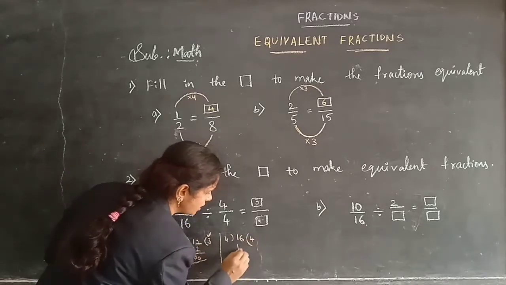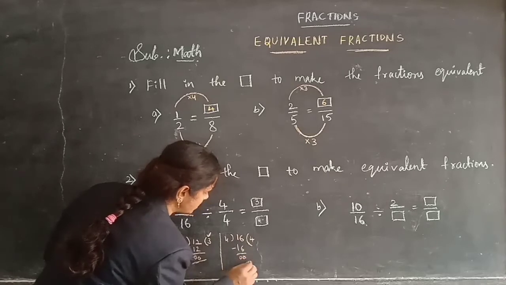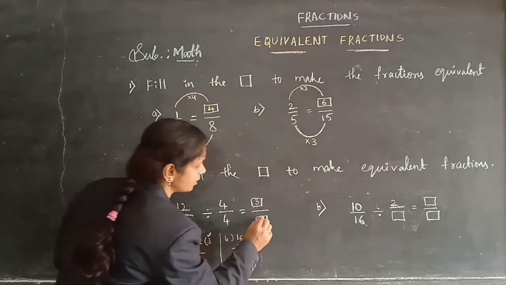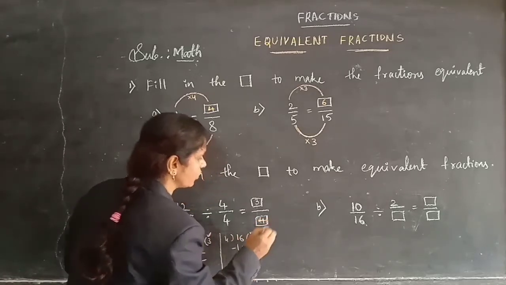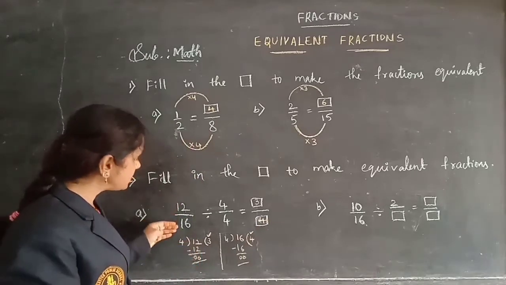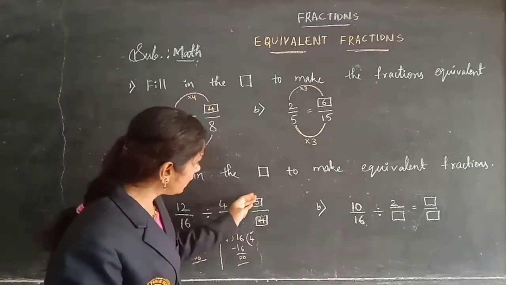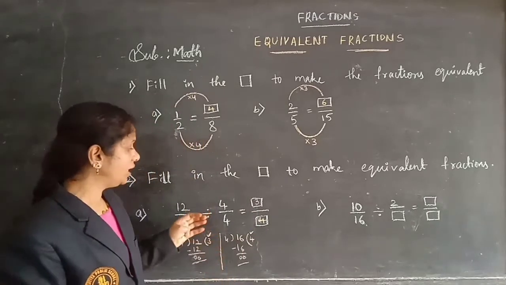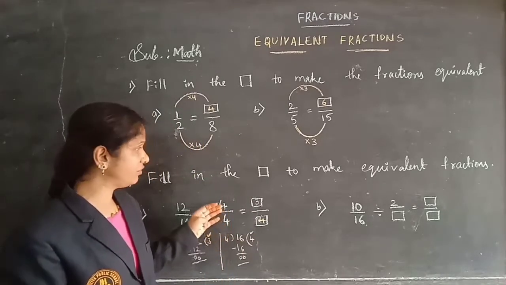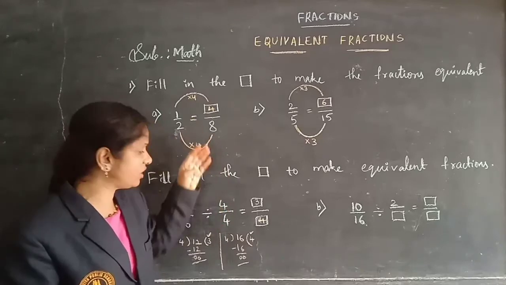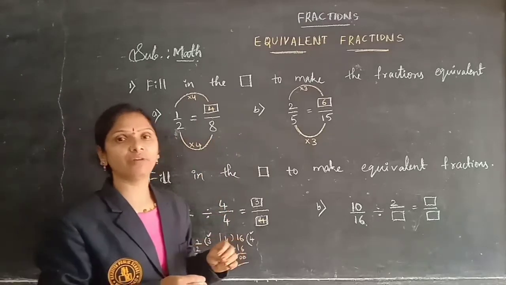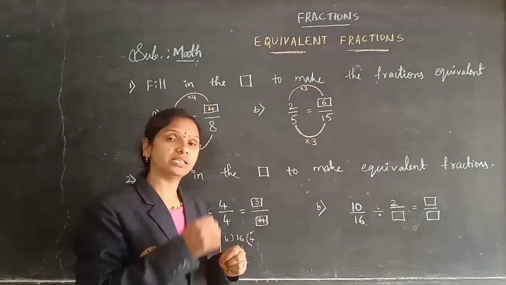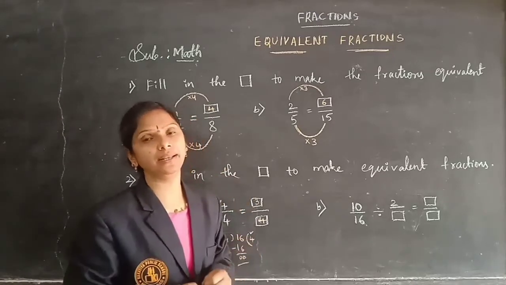4 4s are 16. So what answer did we get here? 4. It means 12 by 16 and 3 by 4 are equivalent fractions. It means we can do division also, just as we do multiplication. When we are doing division, we should divide, or multiply, with the same number as a numerator and denominator.